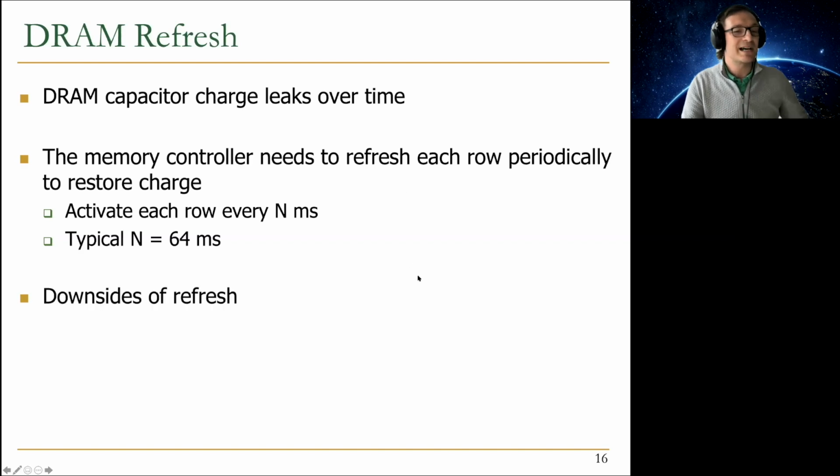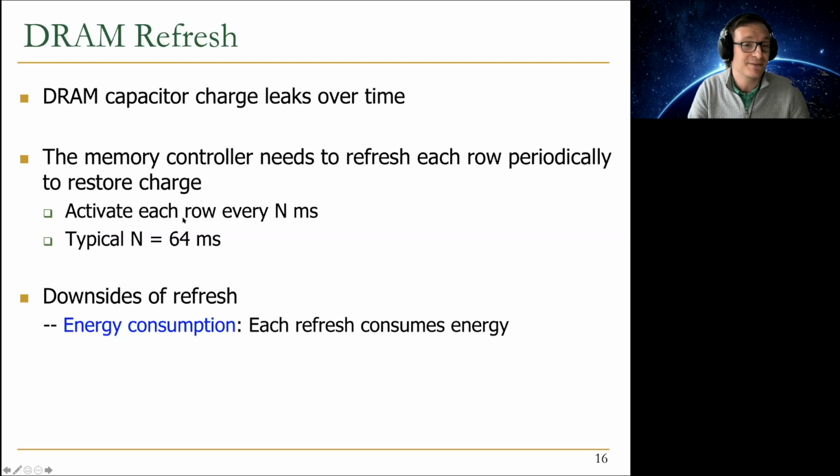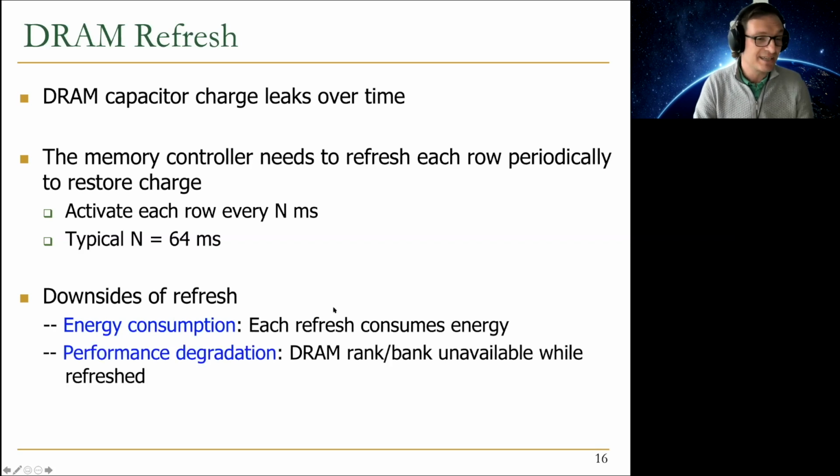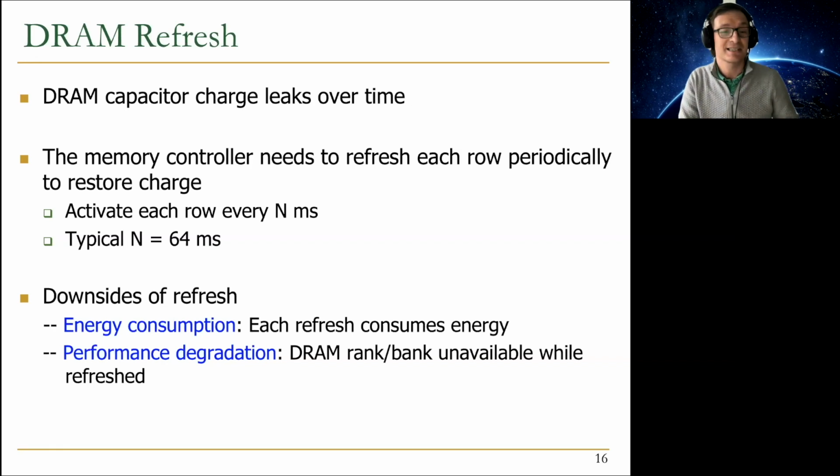Okay, so clearly there are downsides of refresh. If you're doing a refresh, that means you need to activate each row. Remember the activates when we talked about RowHammer, it takes time. And then you need to also precharge the row. So you need to actually access the row once, let's say. So this consumes energy to retain the data. This also causes performance degradation, because while you're refreshing a bank, let's say, or a DRAM module, it's unavailable.